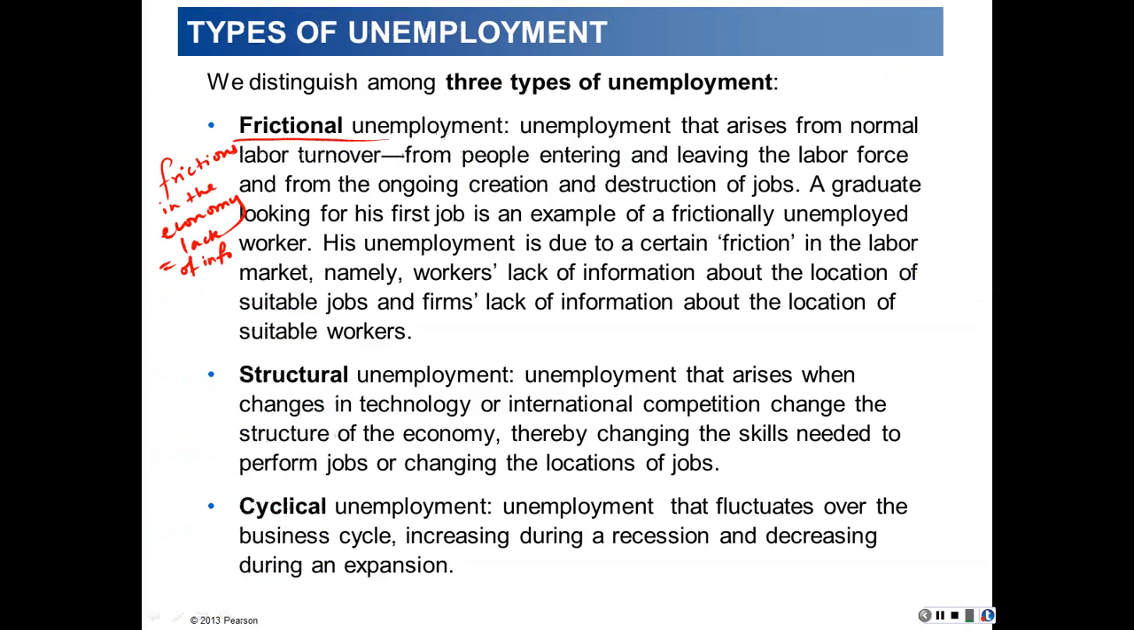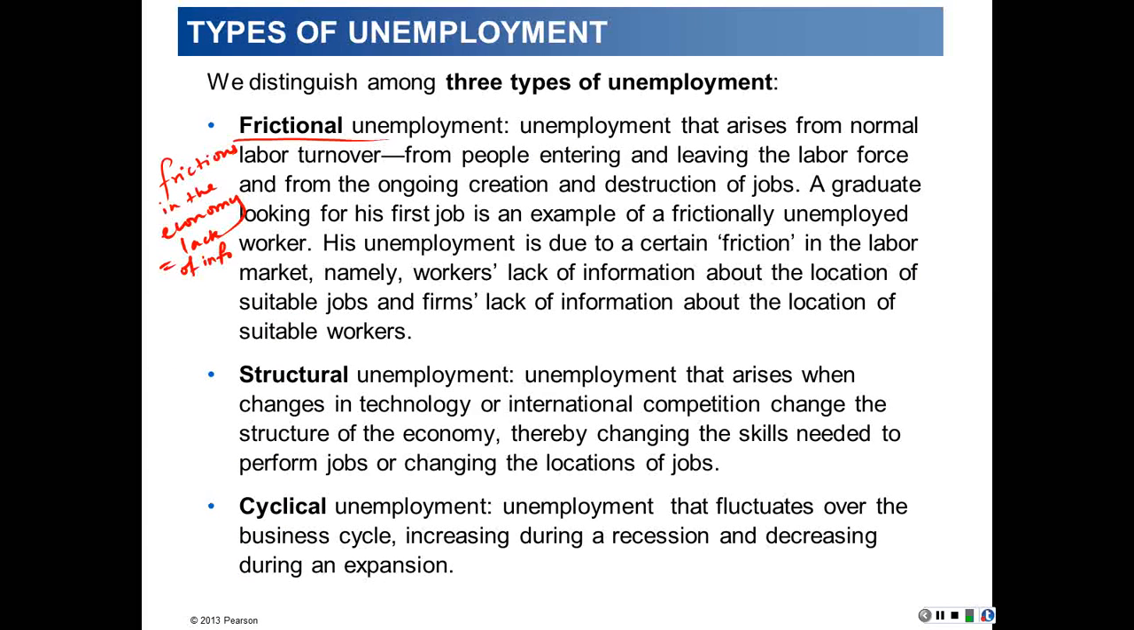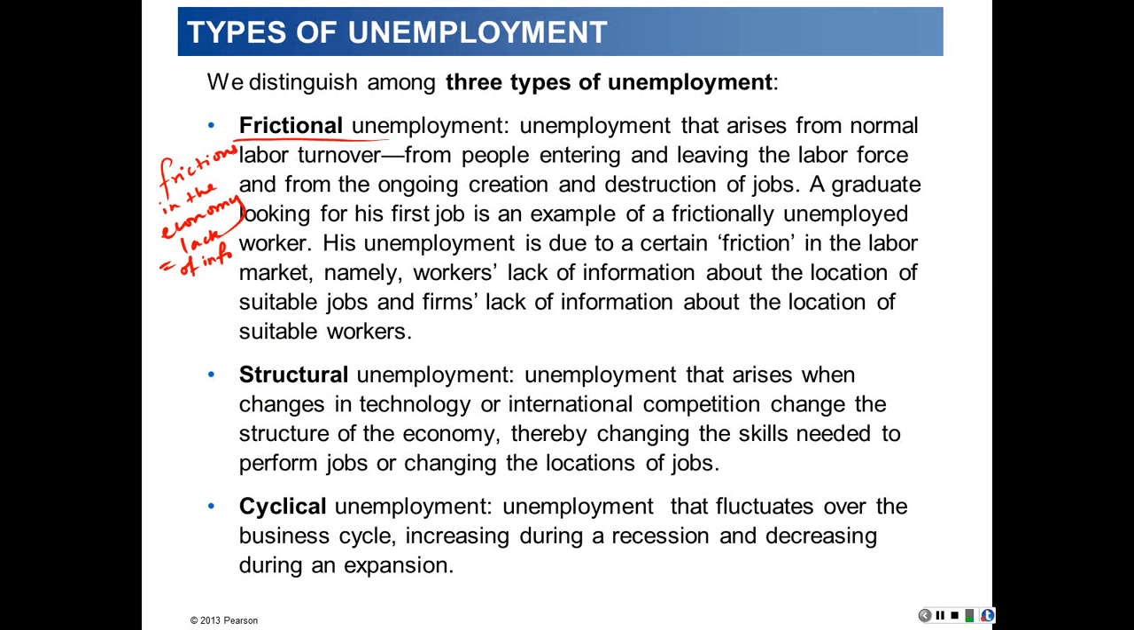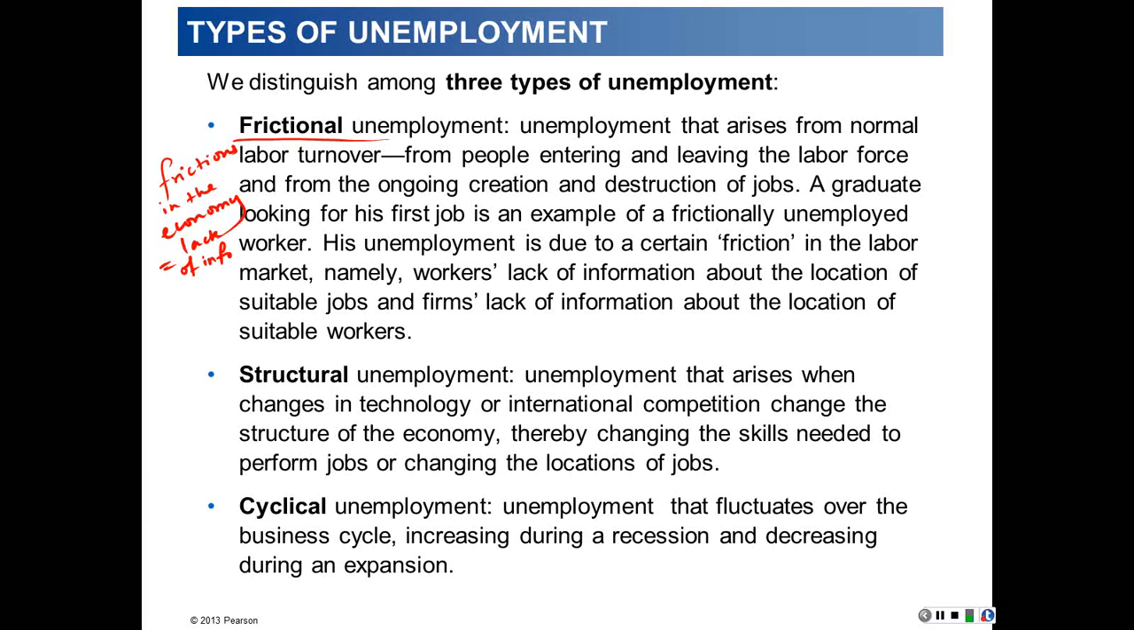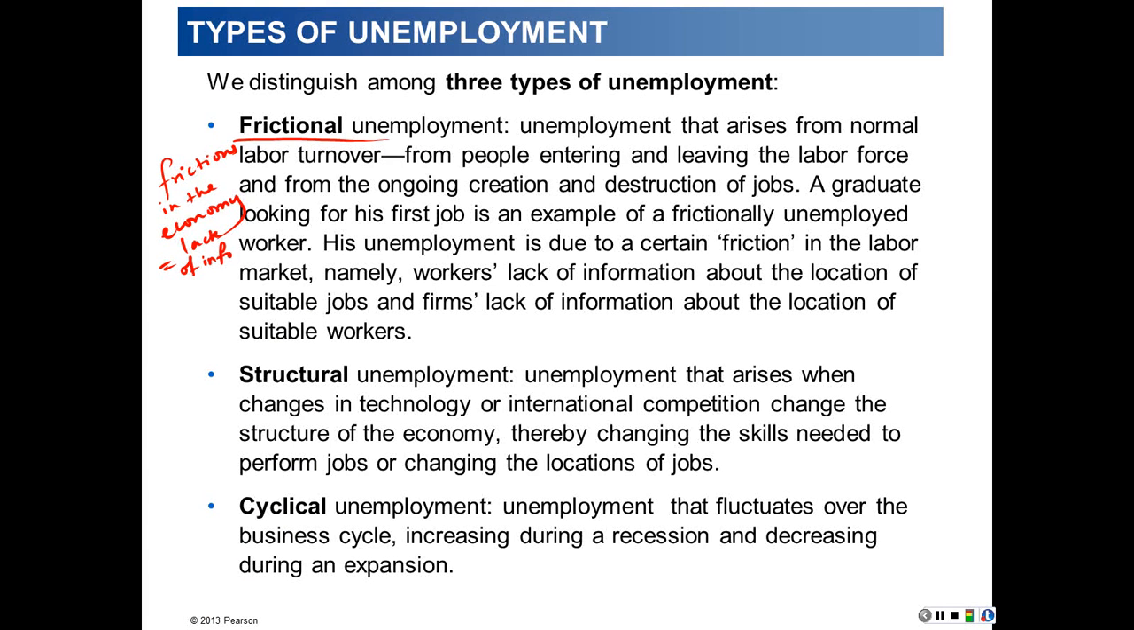Okay, so three types of unemployment are considered by economists. First one is called frictional unemployment, which arises from, as I said, frictions in the economy. And what are these frictions? Lack of information. So here we are considering a worker who has skills that are currently in demand. This is a worker who has skills, but it takes this worker a short amount of time to find the right job.